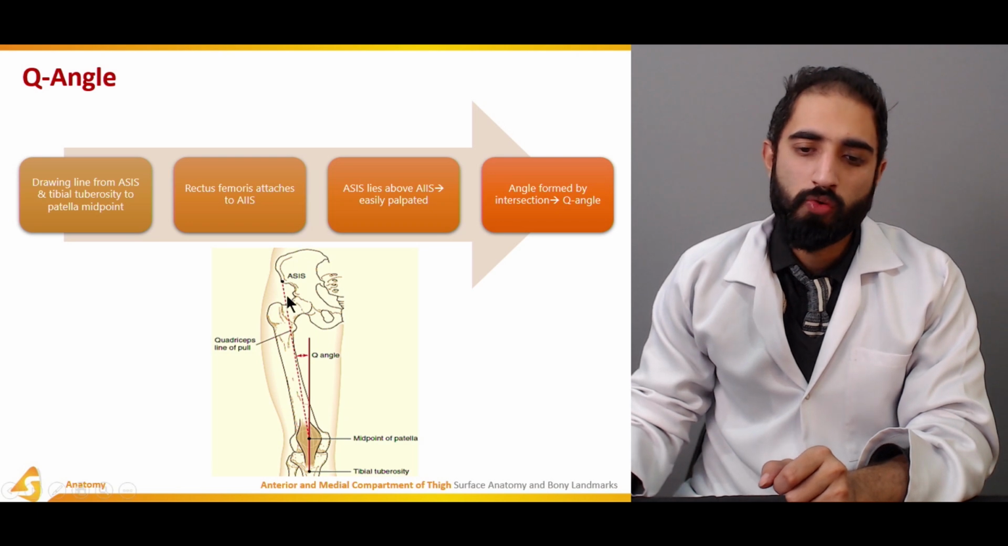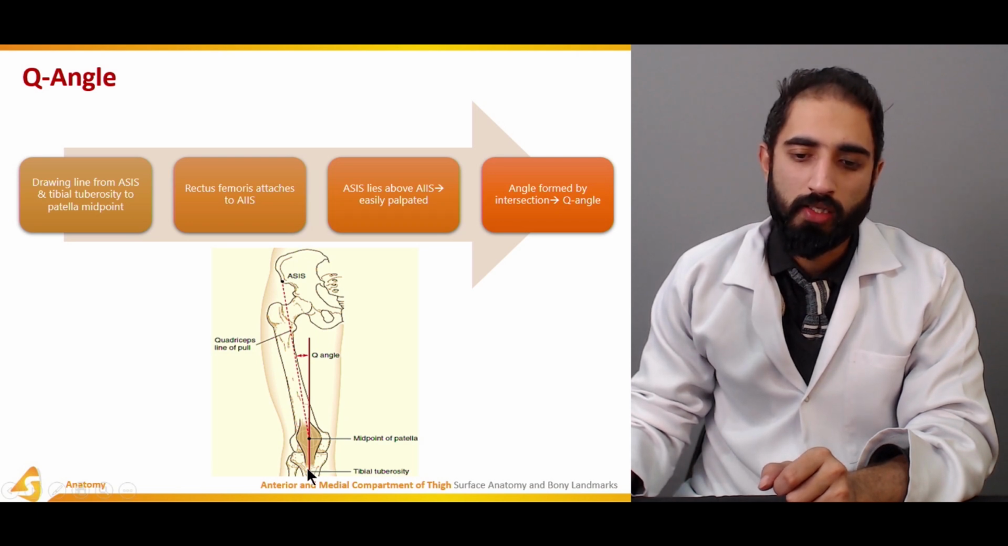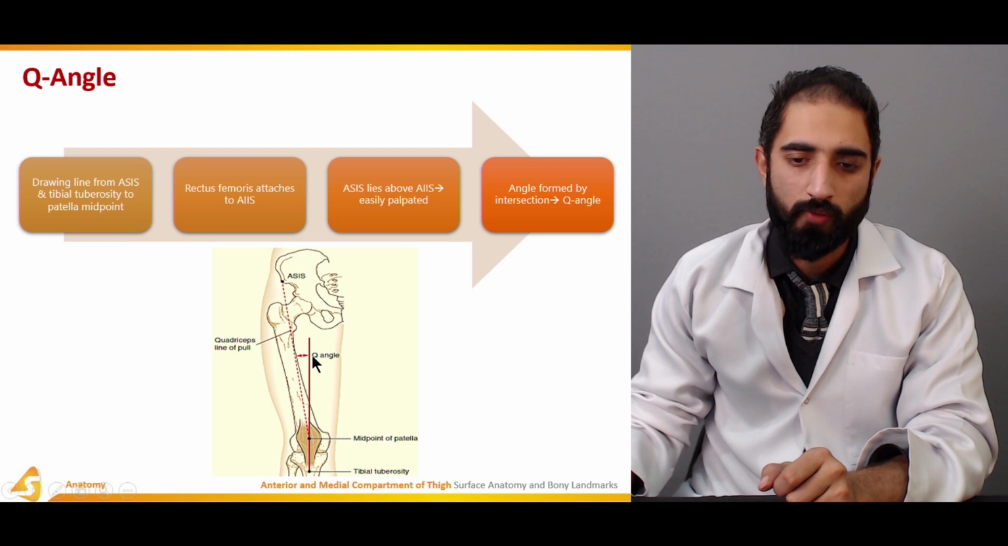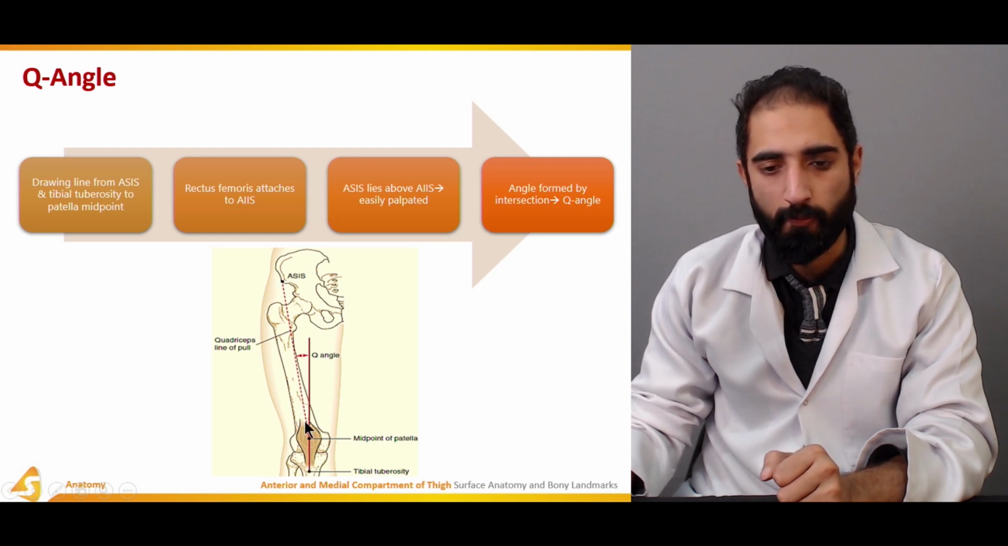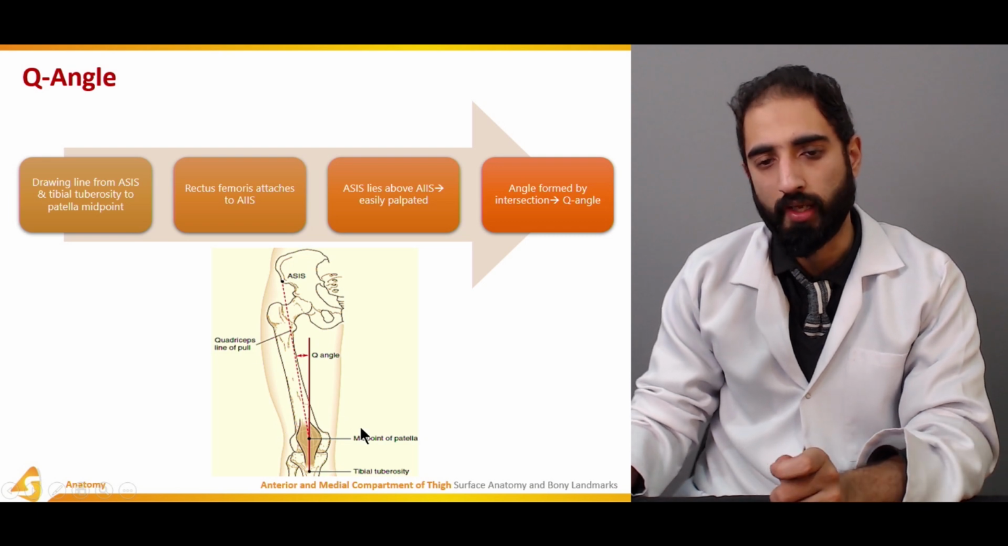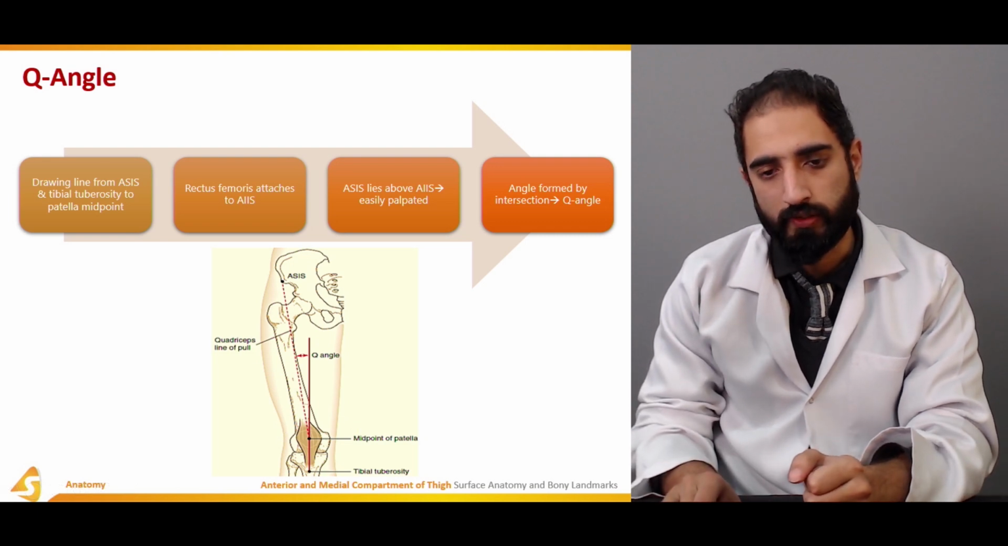So when we join these two lines, one is the tibial tuberosity to the midpoint of the patella, and we extend it, and then we join the anterior superior spine with the midpoint of the patella, and the point of intersection gives the Q angle, as we already discussed.